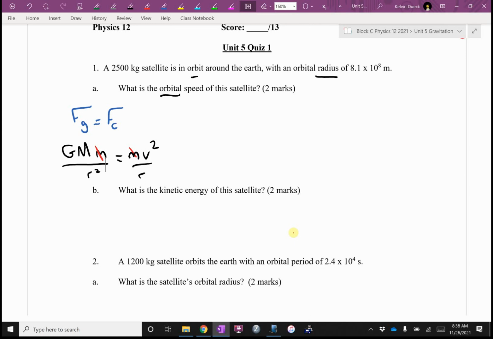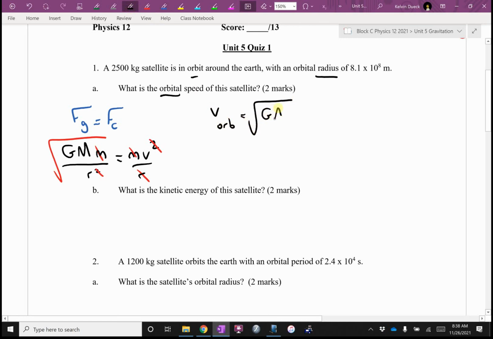Which one was that? I don't know. I'll let you look at your notes. Meanwhile, here, also one of the R's cancels. Oh yeah, and square root. So for those of you who got here late, I said if you happen to have memorized this punchline, I'm fine if you go straight to the punchline, but here's the derivation. So we're going to get V orb equals the square root of big G, big M over R.